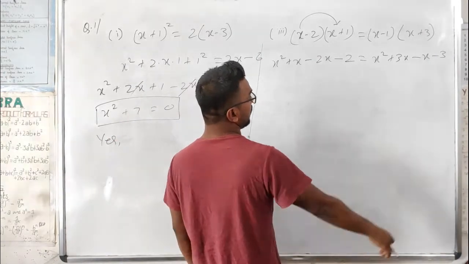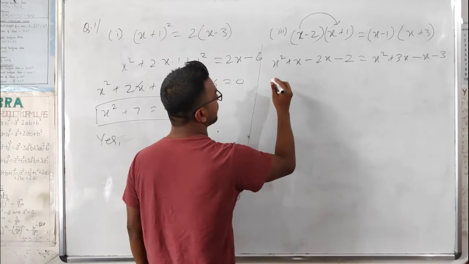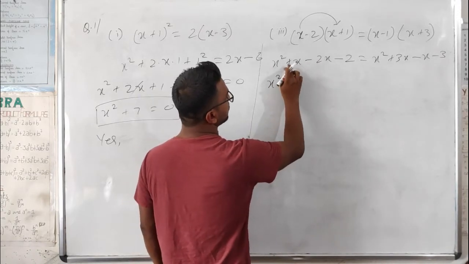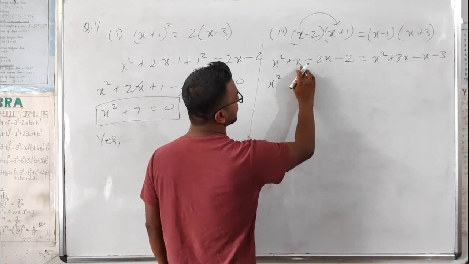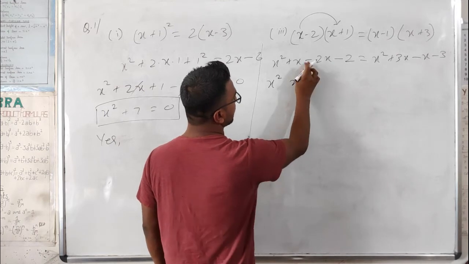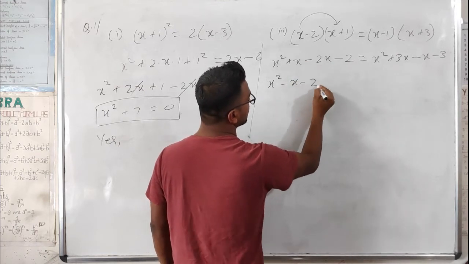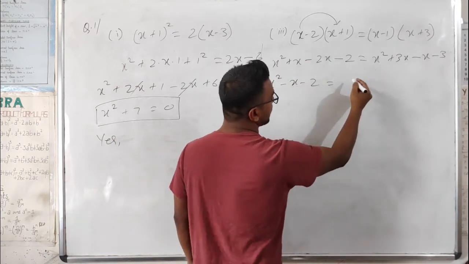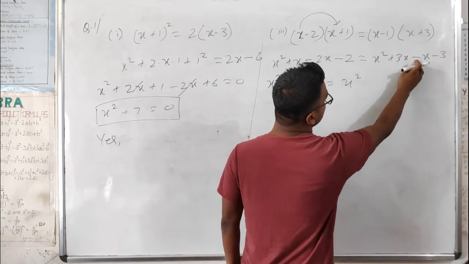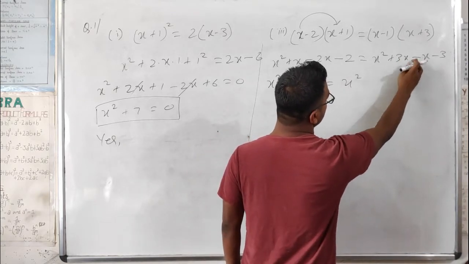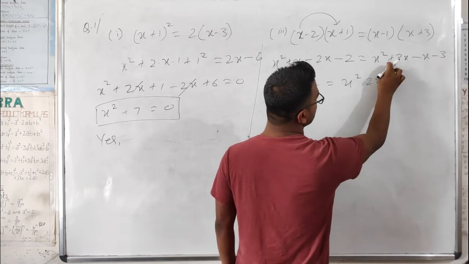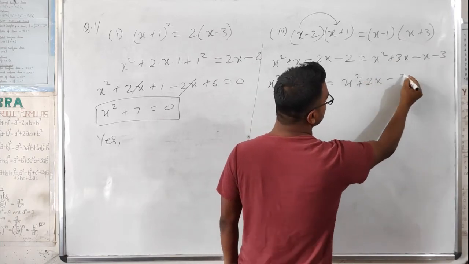Now what you will do, you try to bring, okay, let me solve this one first. x square, this will be plus, minus, minus. Twice x minus x is x. The greater sign is minus, so minus 2. On the right hand side it is given x square, plus, minus, minus. If you subtract this one, you will get twice x, the greater sign is plus, so put plus, minus 3.